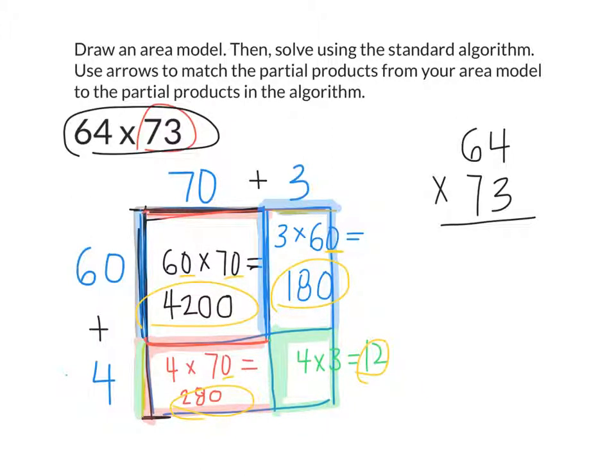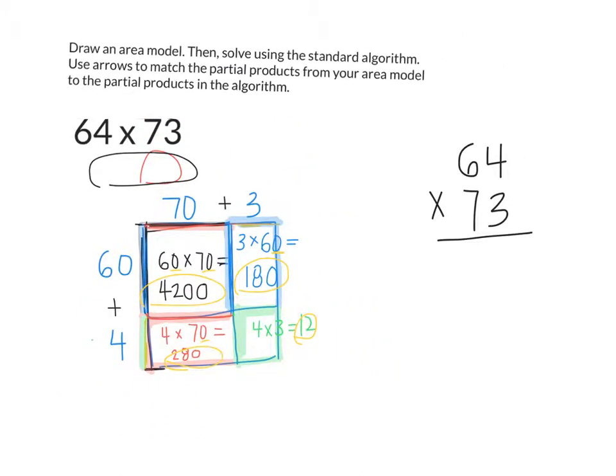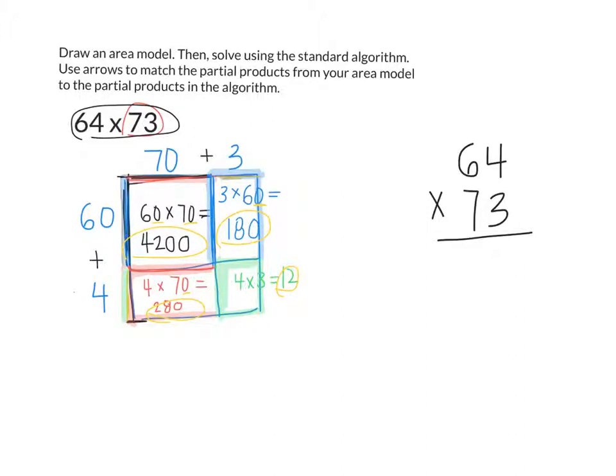How can I find the total area? What do I need to do to find the total area? You plus them together. Yeah, close. I add them together. Good. So in order to find the total product, I need to do 4,200, 280, 180, and 12. I need to add those all together.